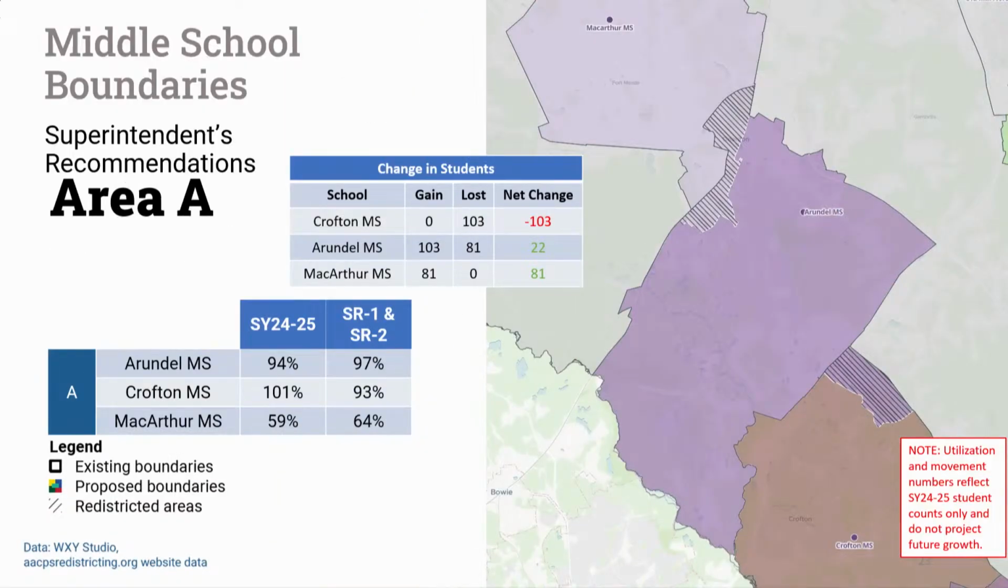In SR1 and SR2 at Crofton Middle School, 103 students would move to Arundel Middle School, and 81 students would be moved from Arundel Middle to MacArthur Middle. Utilizations would be 97% at Arundel Middle, 93% at Crofton Middle, and 64% at MacArthur Middle.